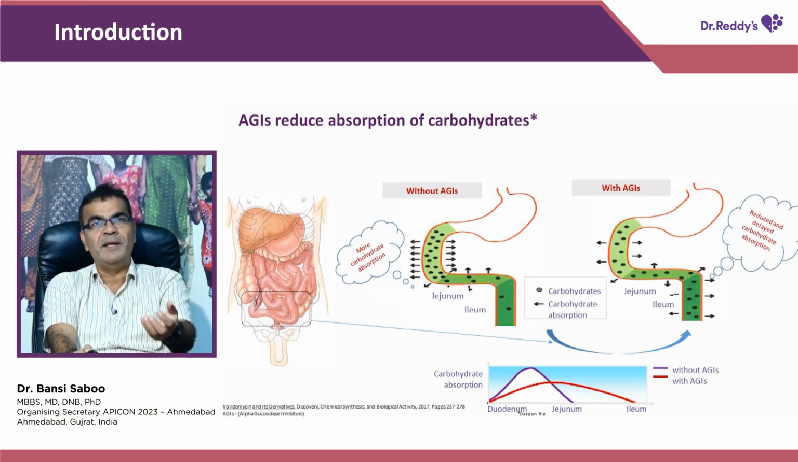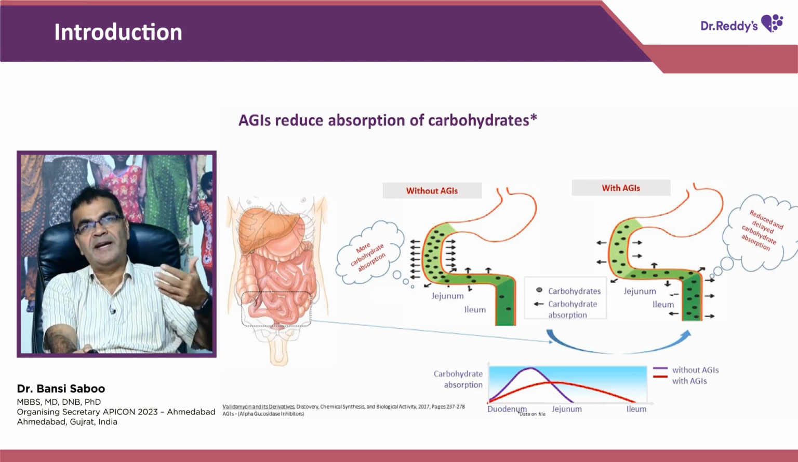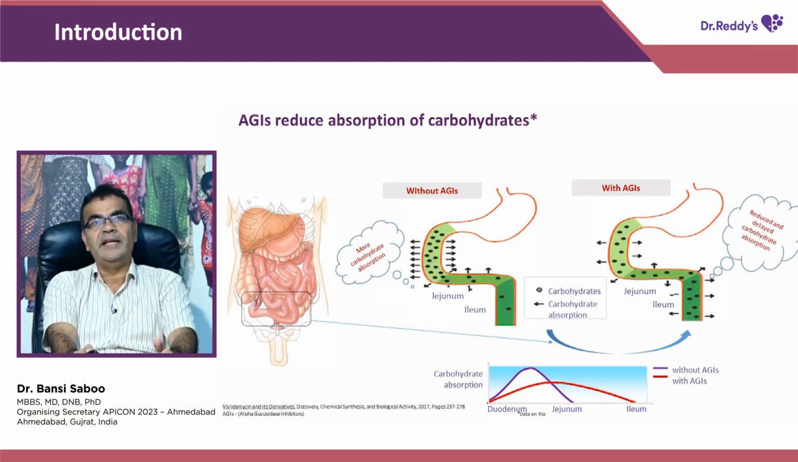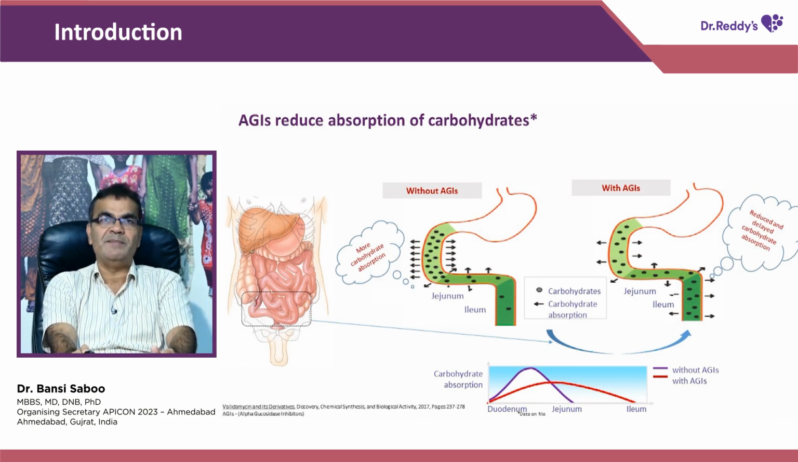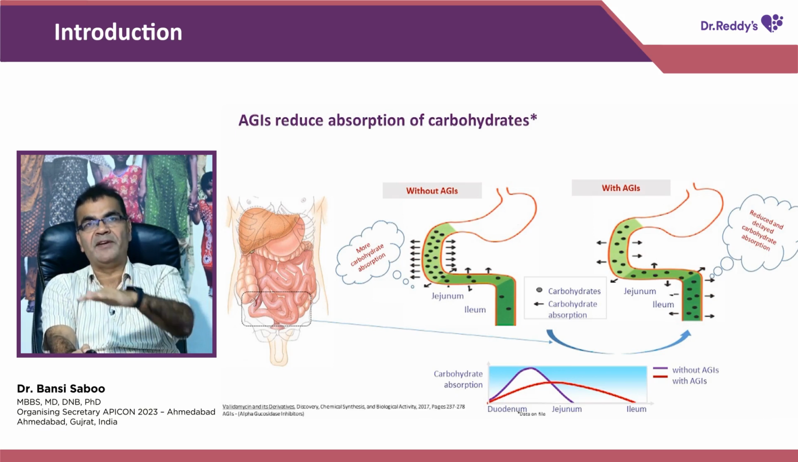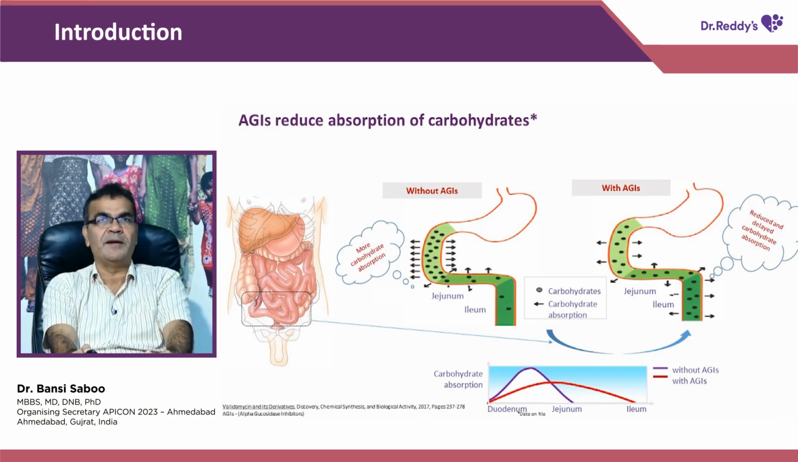Without AGI there will be faster absorption of carbohydrate from the proximal ileum or jejunum, while patients who are taking alpha glucosidase inhibitor will have reduced and delayed carbohydrate absorption. So, the peak of post-meal hyperglycemia can be significantly reduced, and this is how the peak can be significantly reduced with alpha glucosidase inhibitor.